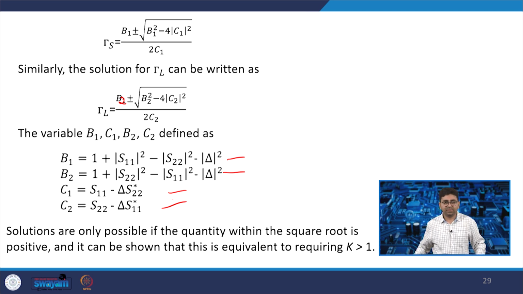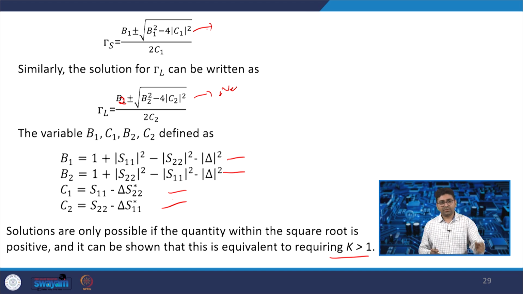In this case, solutions are only possible if the quantity within the square root is positive. So both should be positive, and it can be shown that this is equivalent to k greater than 1. So if your condition of stability is proved, that is k greater than 1, then this is always satisfied. So it is a direct relation with the stability of your amplifier. Once you have found this, you will get gamma S and gamma L.